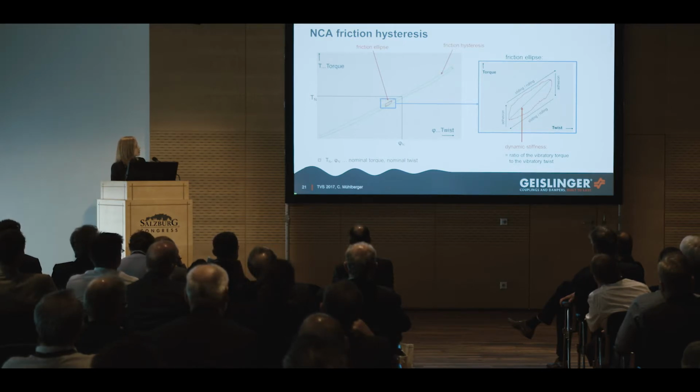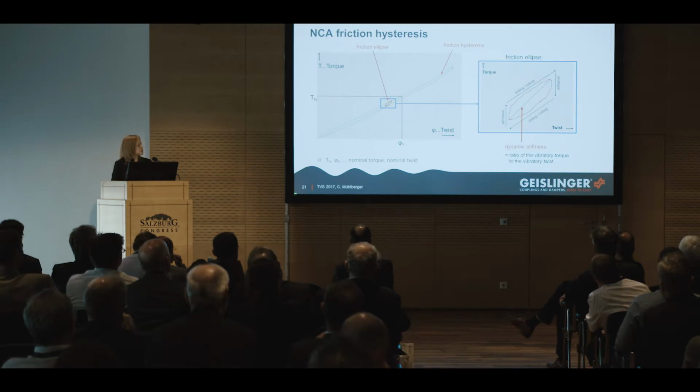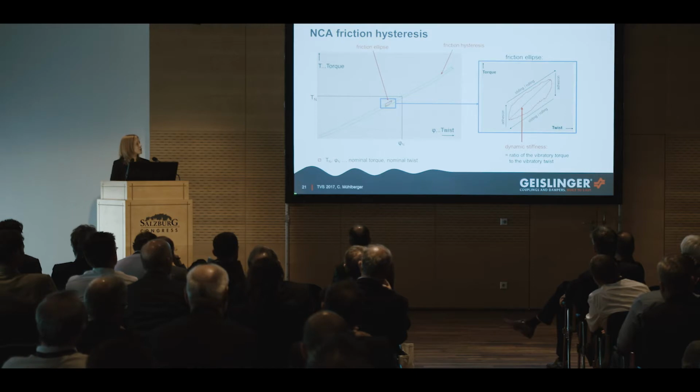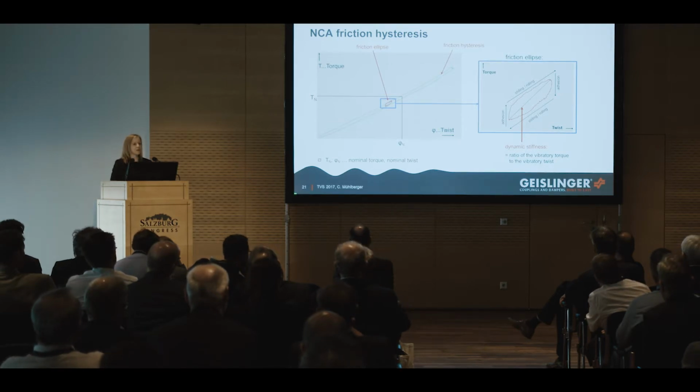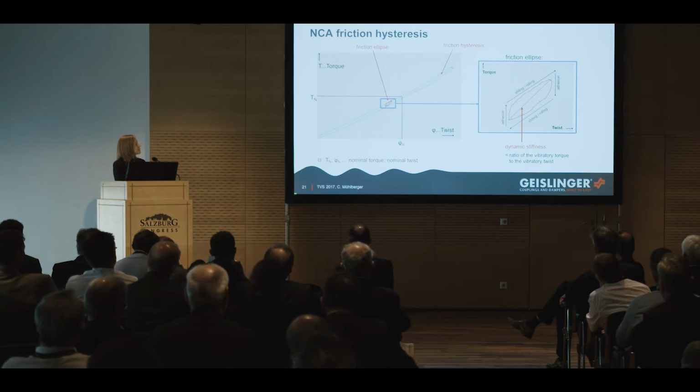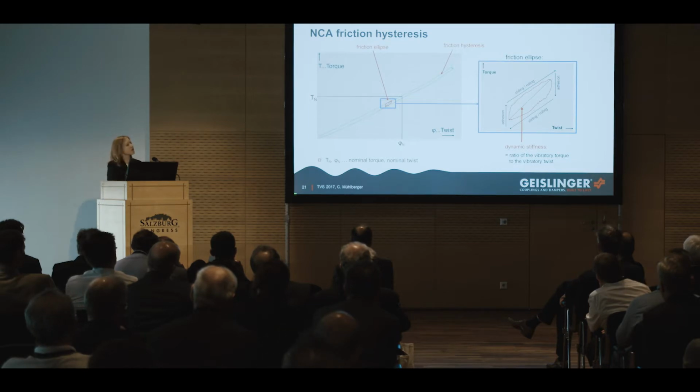Here the green line is the friction hysteresis, and we also have one red curve which shows one measured friction ellipse, and here we see the dynamic stiffness as this black line. The dynamic stiffness is defined as the ratio of the vibratory torque to the vibratory twist. What we can see is that this friction hysteresis is really slim and very linear over the whole twist range. This is due to this single spring design, and second, due to the fact that the spring tip's movement along the inner star consists more of a rolling motion than of a sliding motion, and therefore it's very slim.